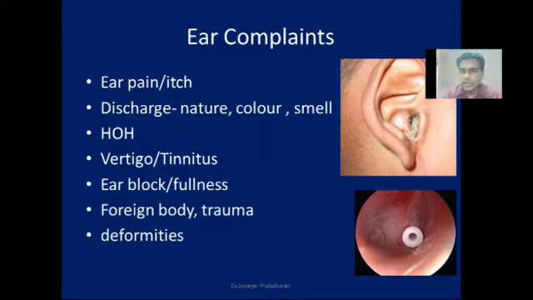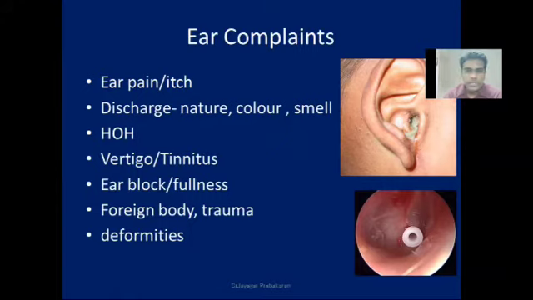Hard of hearing, again, could be either conductive hearing loss, sensorineural hearing loss, or mixed hearing loss. The conductive component is mostly limited to the external ear and middle ear. For example, stapes fixation as in otosclerosis. Suppose there is some wax impaction in the external canal, or a perforation in the tympanic membrane. All these things can cause conductive hearing loss.